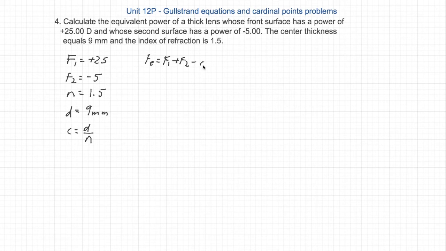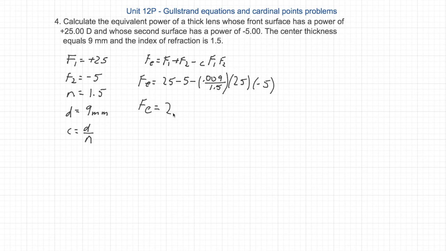So the Gullstrand equation is the equivalent power equals F1 plus F2 minus C F1 F2. So it equals 25 minus 5 minus 0.009 over 1.5 times 25 times minus 5. Again, remember that the powers that are written in this equation are equal to 1 over the focal length in meters. Therefore, the thickness of the lens must also be in meters so that all of the units will match. So we change 9 millimeters to 0.009 meters. And we find that the power equals 20 minus a negative 0.75, therefore the power equals plus 20.75 diopters.